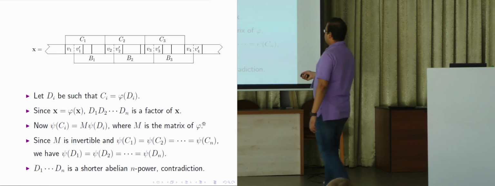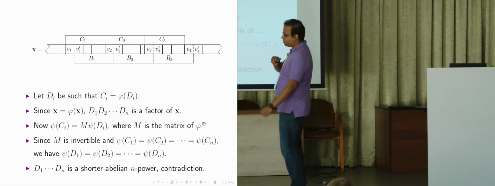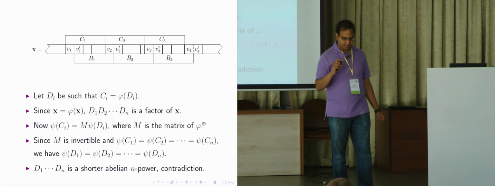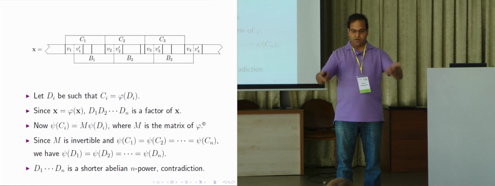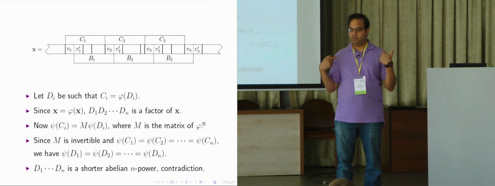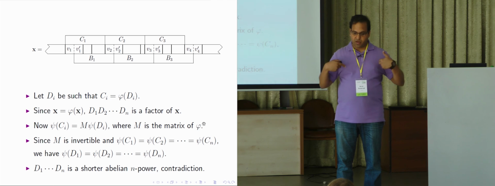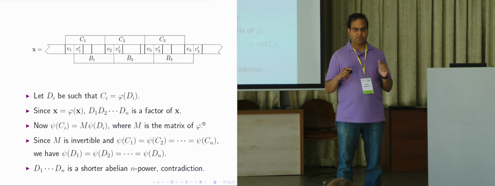And now the point is, okay, the C1, C2, C3 is an abelian repetition. Their Parikh vectors are all the same. But now what is the Parikh vector of their pre-image? I get it by multiplying by the inverse of the matrix, right?